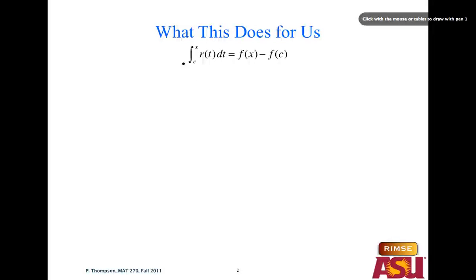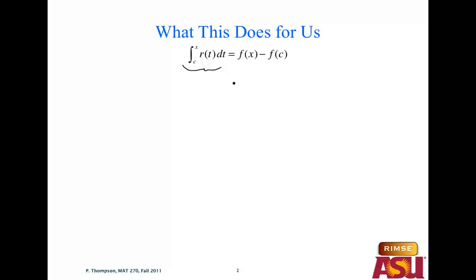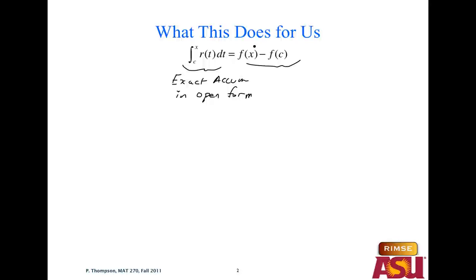And what is this again? How would you describe that? Exact accumulation. It's the exact accumulation in open form. Okay, what's this? It's the exact accumulation in closed form. Yes, it's also exact accumulation, but it's based on this function F that's like a closed form accumulation function. So this is exact accumulation in closed form.